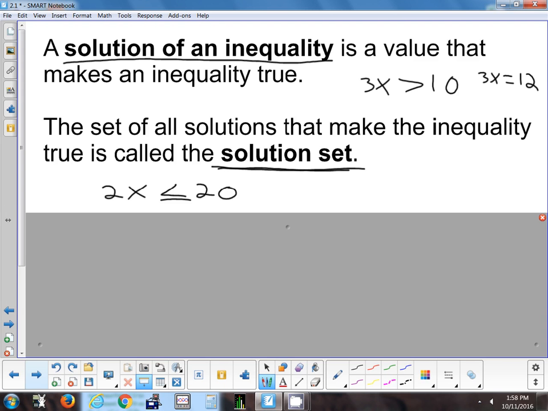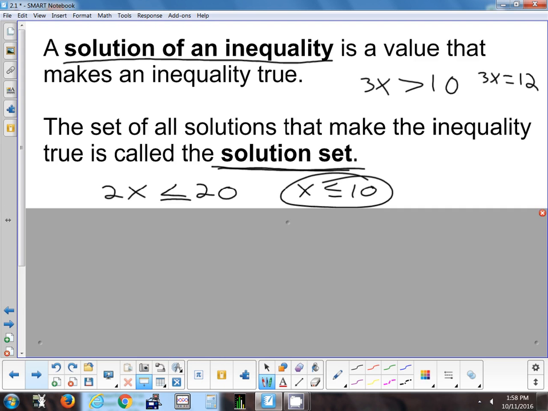Tomorrow I'll show you how we write it. We're going to end up writing the answer like this. You don't have to write that right now, but that's the answer to this problem: any number less than or equal to 10. That's how you write it. So what do we call all the numbers that are the answer to an inequality? The solution set. Perfect.